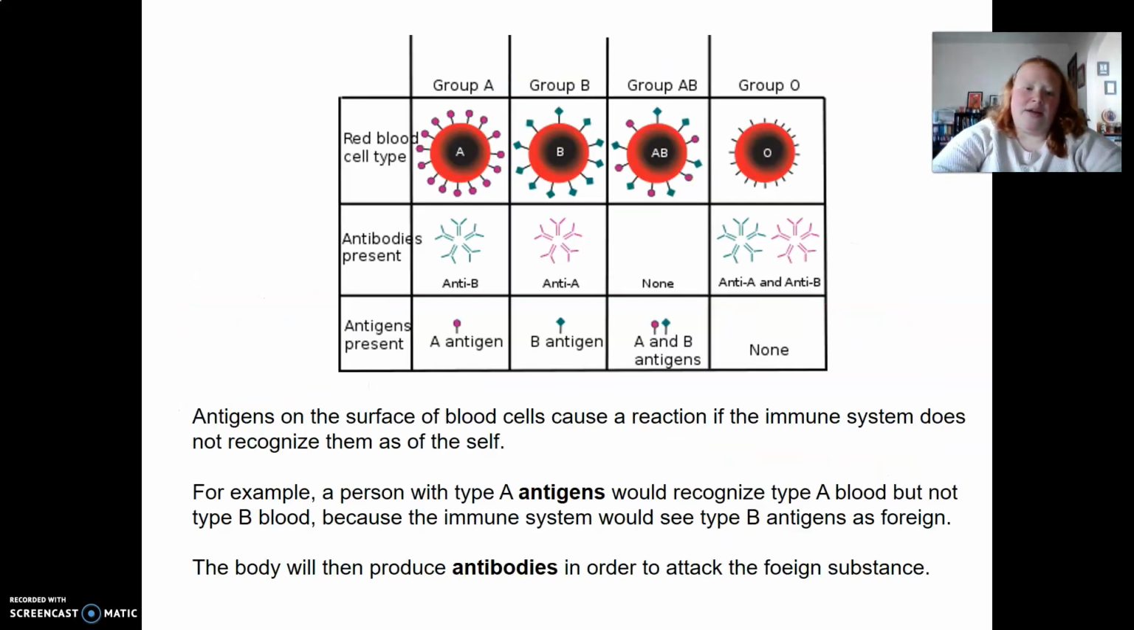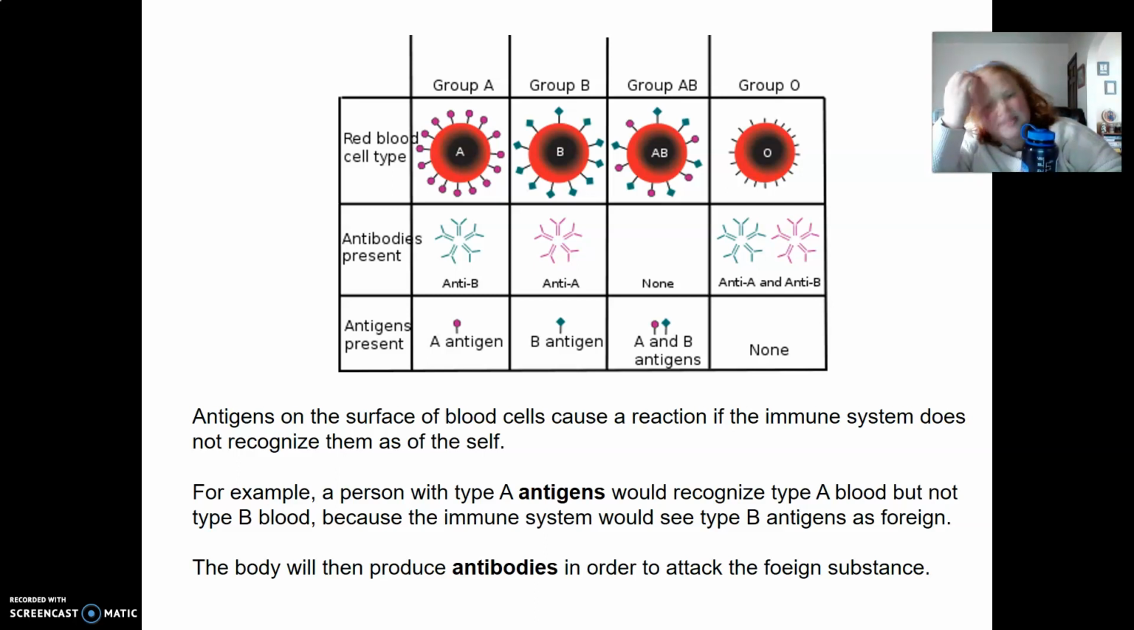Okay, so let's talk a little bit more about what those genotypes and phenotypes code for. If you have type A alleles, and you have type A blood, what that means is that your red blood cells have A antigens on them. So they have these proteins on them that are type A, okay?